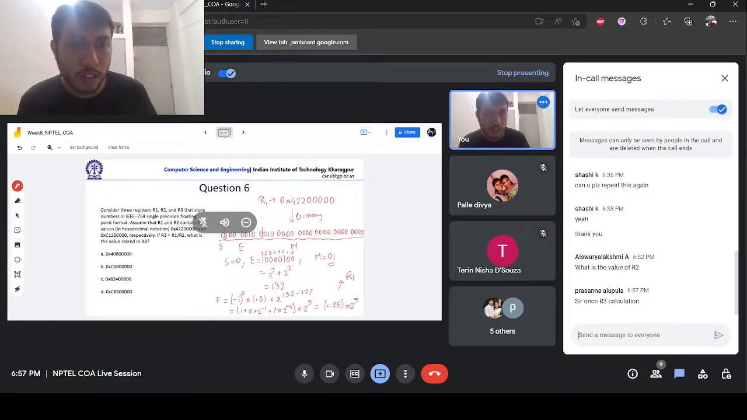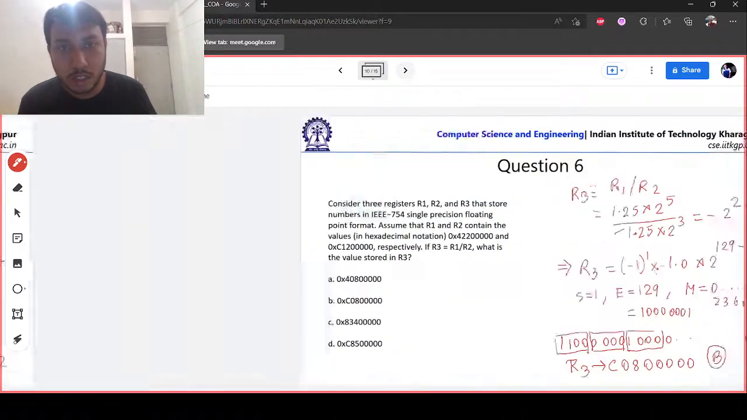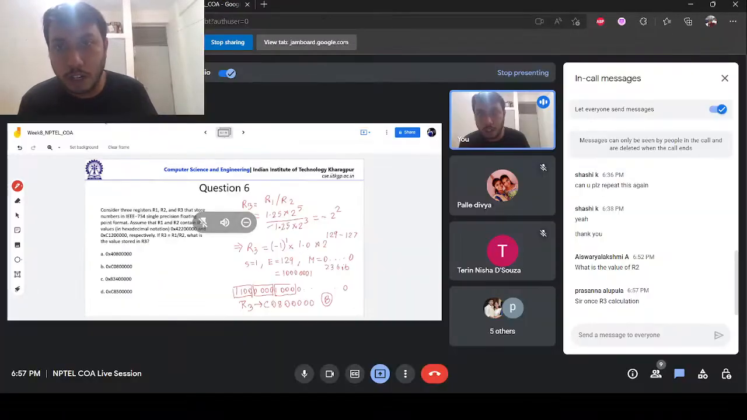Sir wants the R3 calculation. Yes, I'm showing the R3 calculation again. What we are doing here is R1 divided by R2. The calculation of R1 and R2's number to decimal is correct, right? You have understood that. So that is basically 1.25 times 2 to the power of 5 divided by 1.25 times 2 to the power of 3. That is basically minus 2 to the power of 2.